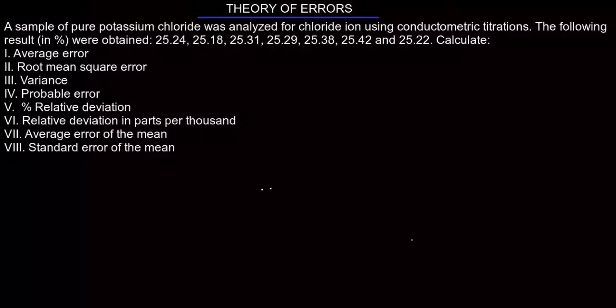Now, we have this question. A sample of pure potassium chloride was analyzed for chloride ion using conductometric and titration methods. The following results in percentage were obtained. Calculate the average error, the root mean square error, the variance, the probable error, the percentage relative deviation, then the relative deviation in parts per thousand, the average error of the mean, and the standard error of the mean. Now, look at everything we have here.